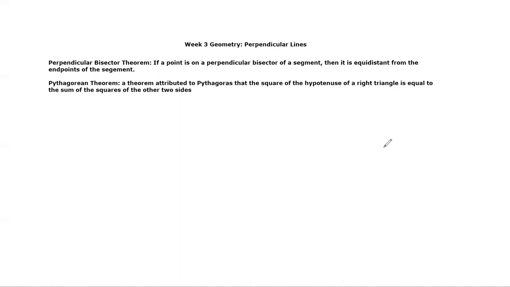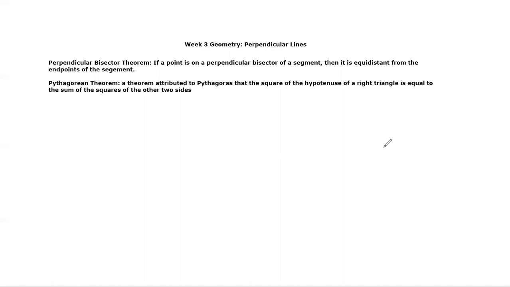The second thing I want you to write down is the Pythagorean theorem. Now, notice this is the actual proper definition, so if it sounds a little wordy, I'm going to show you how to use it, but just for now, write down the definition. Pythagorean theorem is a theorem attributed to Pythagoras that the square of the hypotenuse of a right triangle is equal to the sum of the square of the two sides.